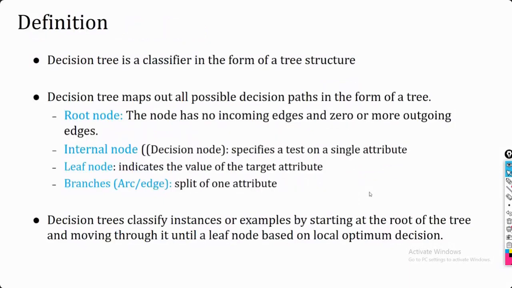So first we are starting with the definition. As the name suggests, it's a tree. So your model is going to have a tree structure, and in your tree you have a root node, internal nodes, leaves, and branches also. This structure is exactly the same as a normal tree. Here it's going to look like this.